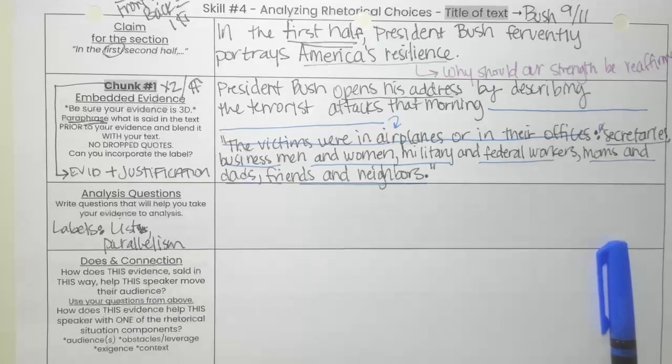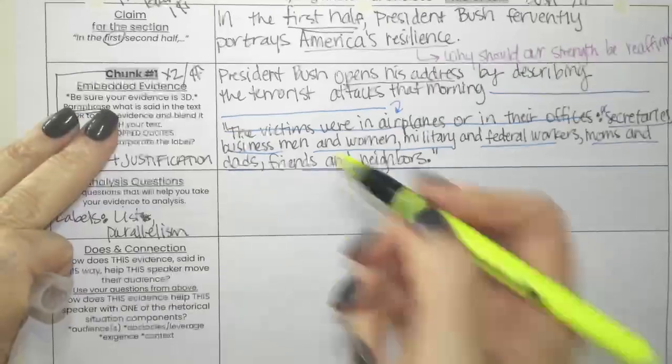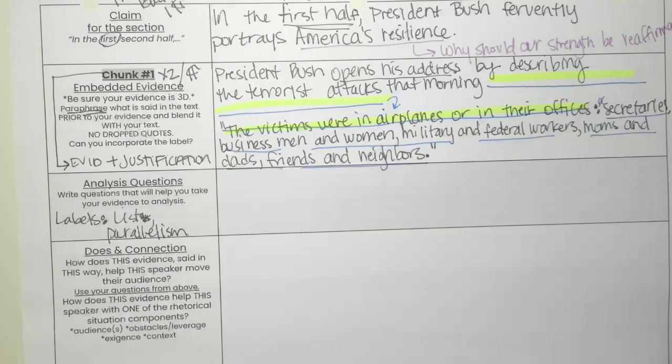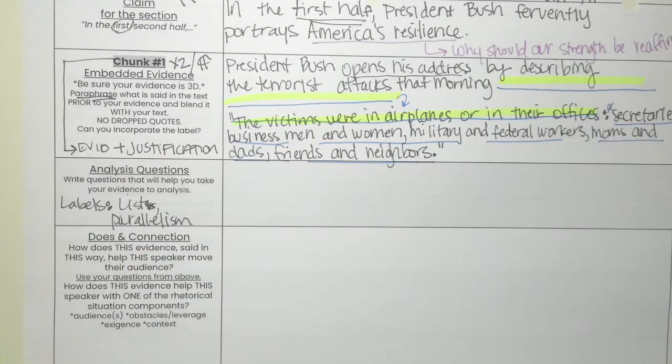So we have a couple of options. Sometimes you can figure out how those two things go together, but when I take out a part of a sentence, the easiest thing to do is to paraphrase those two things, or paraphrase that. Now, if I were to just put President Bush opens his address by describing the terrorist attacks that morning, period. The victims were in airplanes or in their offices, blah, blah, blah. If I ended up just putting those two things together, what I have is a run-on sentence, right? Because I have two complete thoughts. So what I have to do is figure out a way to maneuver those two complete thoughts into one sentence so that it grammatically fits.